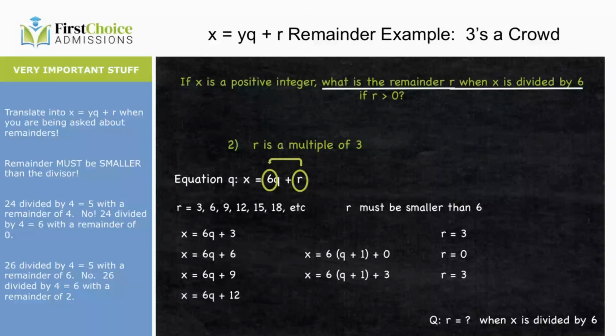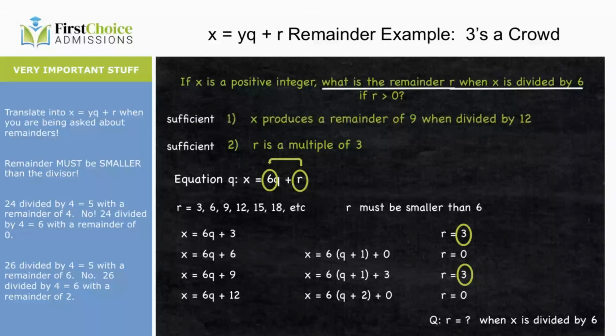X equals 6q plus 12. Well, that's the same game they're playing. That will actually give us a remainder of 0. Q is just going to go up by 2. It looks like the only remainders we can generate here are 3's and 0's, and we're told that r can't be 0. So guess what? R must be 3. Very sneaky, but statement number 2 is sufficient. And we also know that statement number 1 is sufficient. Our answer is D. Very, very nice job.